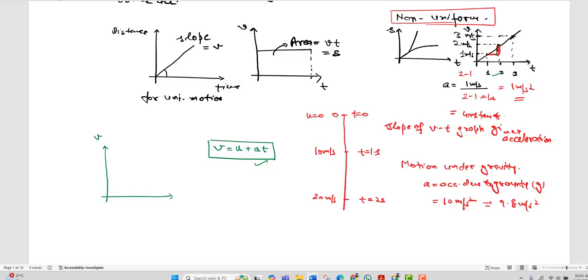Which one is not in my syllabus? This equation is in my syllabus, but it is not directly written there up to this part. Suppose at t equal to 0, the particle has a certain velocity.